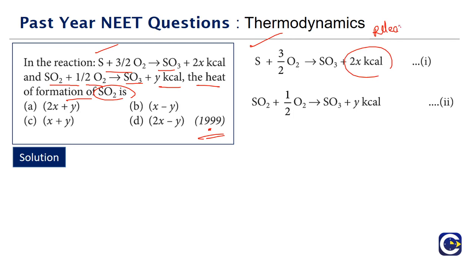This is the convention that is followed. When we express A plus B gives rise to C plus 20 kilocalories, it means this 20 kilocalories amount is actually released. These are all exothermic reactions. Now the second reaction given to us is SO2 plus half O2 gives rise to SO3 plus Y kilocalories. They're asking what is the heat of formation of SO2.